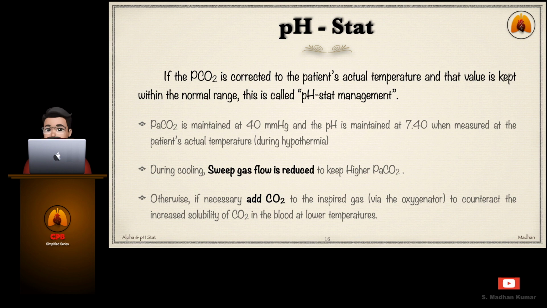during hypothermia. During cooling, sweep gas flow is reduced to keep higher pCO2. Otherwise, if necessary, add carbon dioxide to the inspired gas via the oxygenator to counteract the increased solubility of carbon dioxide in the blood at lower temperatures.